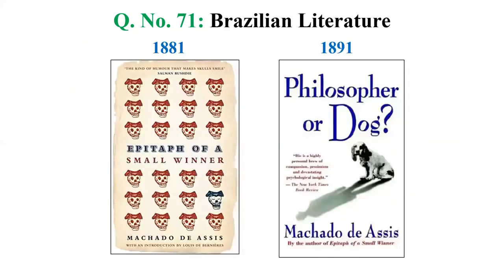Next, when it comes to Brazilian literature, Machado de Assis, M-A-C-H-A-D-O, D-E, then Assis, A-S-S-I-S. This writer is considered a classic one, and this is his famous work published in 1881, Epitaph of a Small Winner. This is considered his magnum opus. Then he's also known for his other novels like Philosopher or Dog, published in 1891.